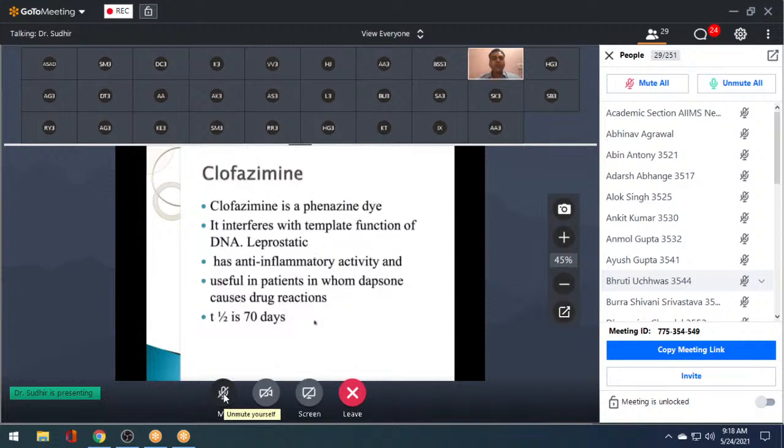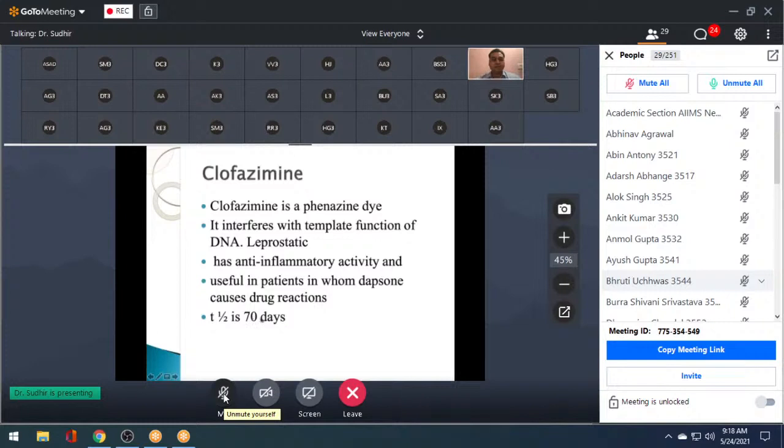Coming to clofazimine, the next drug, it is a dye. I have told you it is a dye. It interferes with the template function of the DNA. It is a leprostatic drug. It has anti-inflammatory activity and is useful in patients in whom dapsone caused drug reactions. So the peculiar point is that its half-life is 70 days.